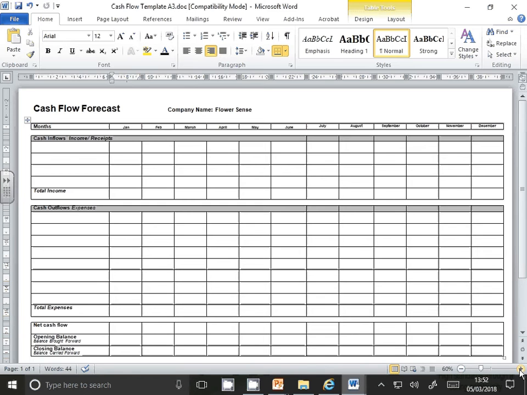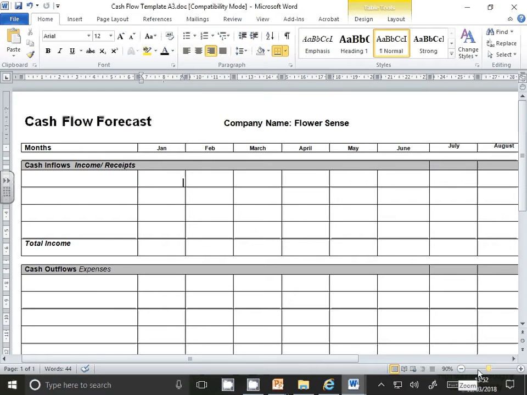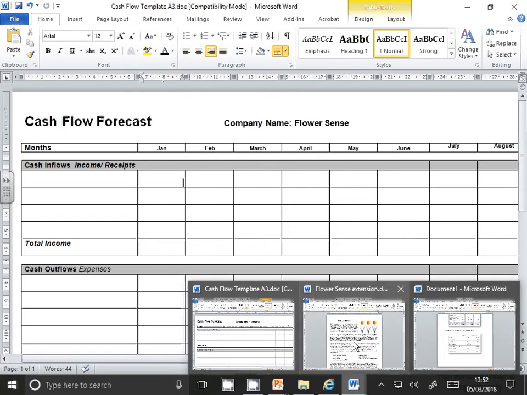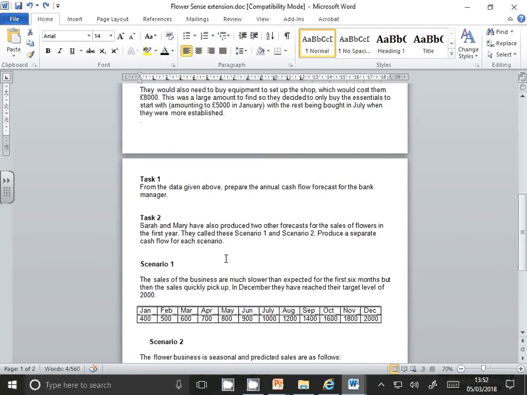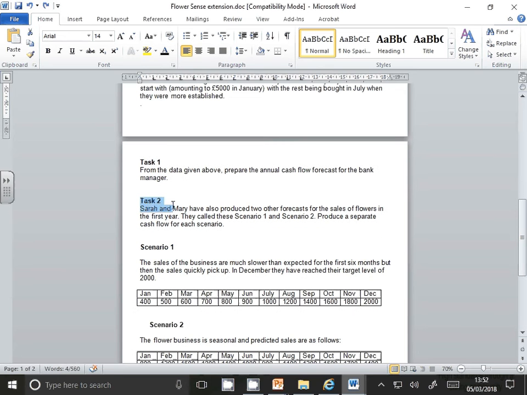It's a little bit small, so if I just zoom in, and what I'm going to be doing in this, I'm not going to do the whole 12 months, I'm going to do the first 2, maybe 3 months, and then leave it for you to complete the remaining months of the year. Also on the task, if we just scroll down, we've got task 2 to complete. Now task 2 asks you to look at 2 scenarios, scenario 1 and scenario 2, and I will be leaving that for you to complete. I'm just going to show you maybe the first 2 or 3 months for task 1.